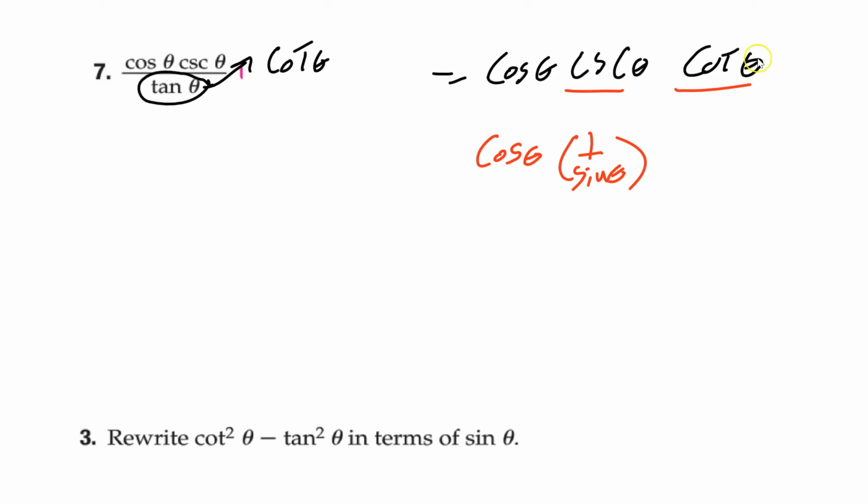Cotan, remember tan is sine over cosine. Cotan is opposite. It's cosine over sine. That's how I do it. I know what tan is, I just flip it for cotan. So you have this. And look what happens.